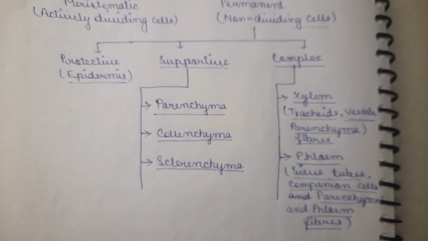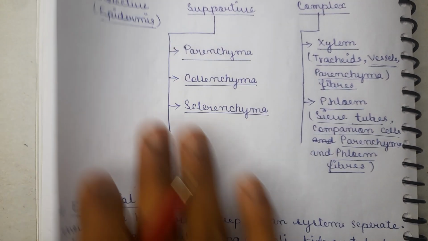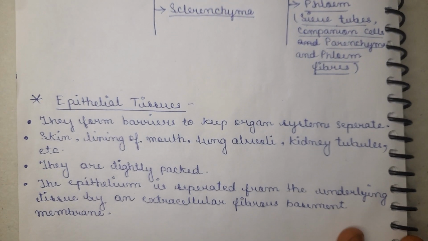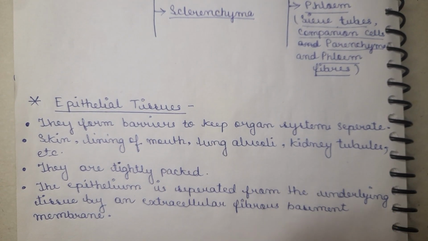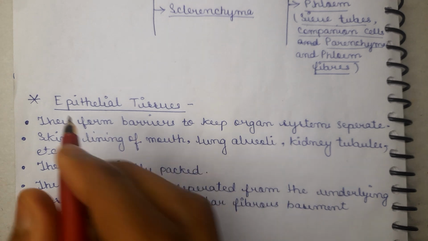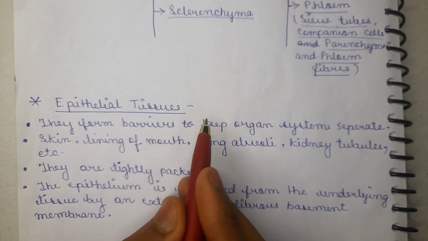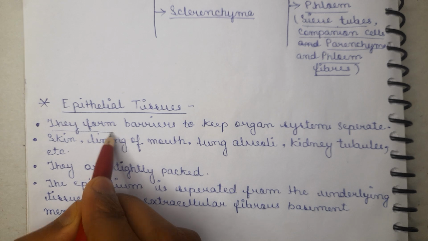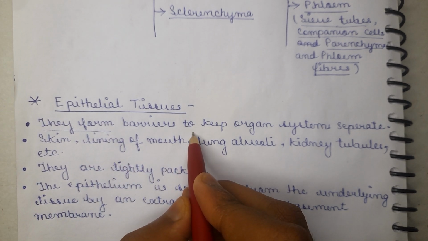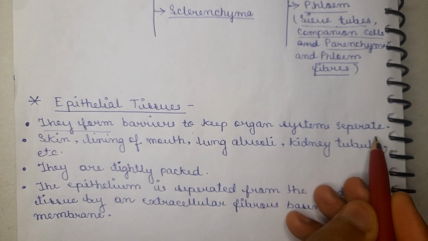Now we are going to look at the epithelial tissues. What are these epithelial tissues, and what are their functions? First, we need to understand what this means. The epithelial tissues mainly form a barrier to keep different body systems or different organ systems separate.